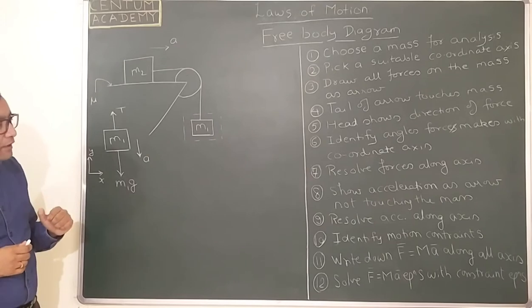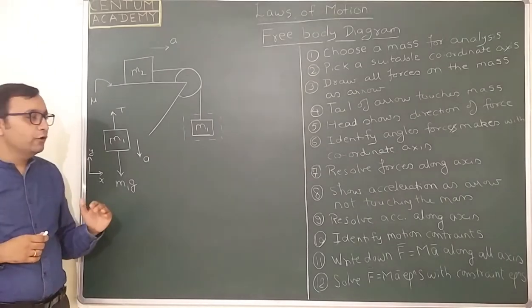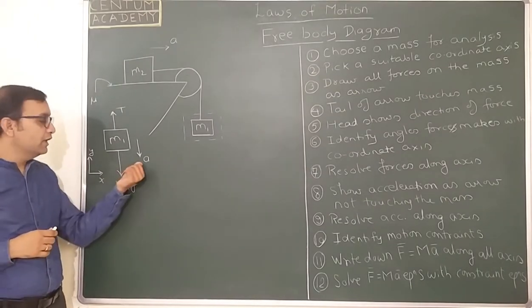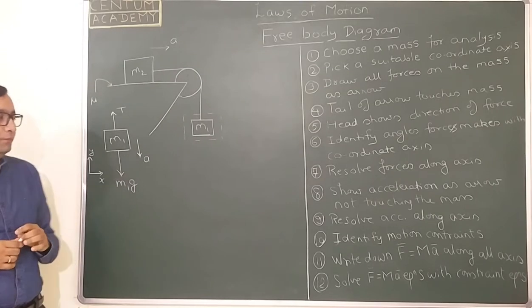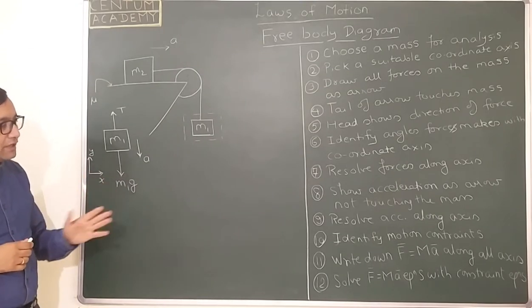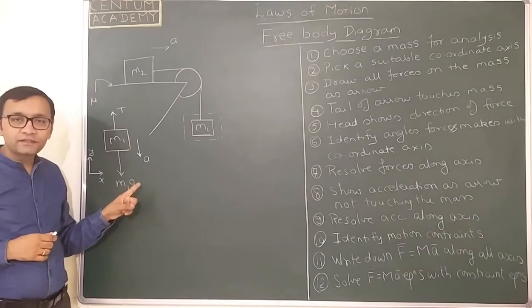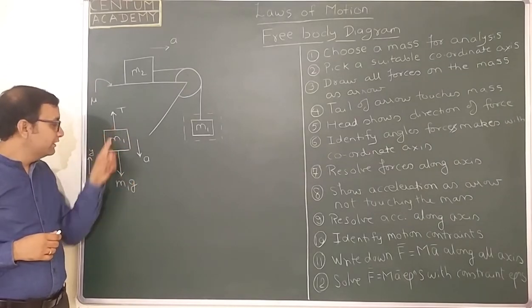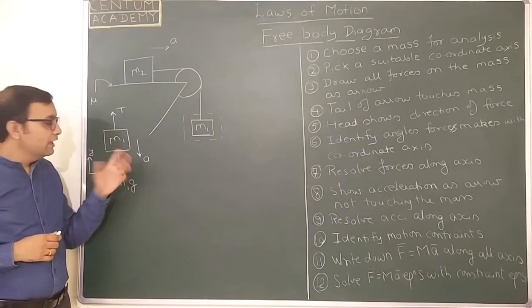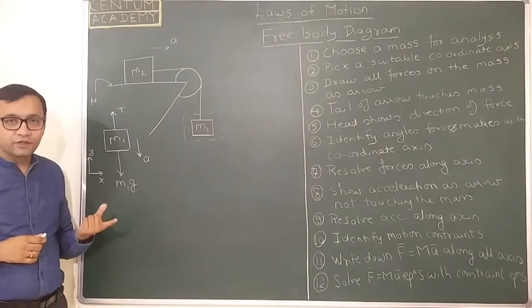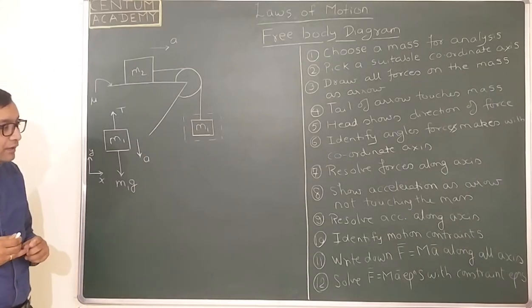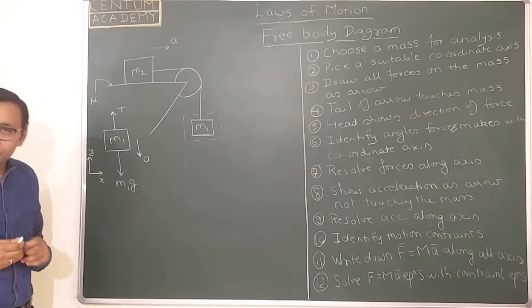Then step number 8, show acceleration as an arrow not touching the mass. So that we have already shown. Okay. Then resolve the acceleration along the axis. Acceleration is already along the y-axis. Similarly, like the way we talked about the forces, acceleration also I don't need to resolve. Fine. Then you have to identify the motion constraint.